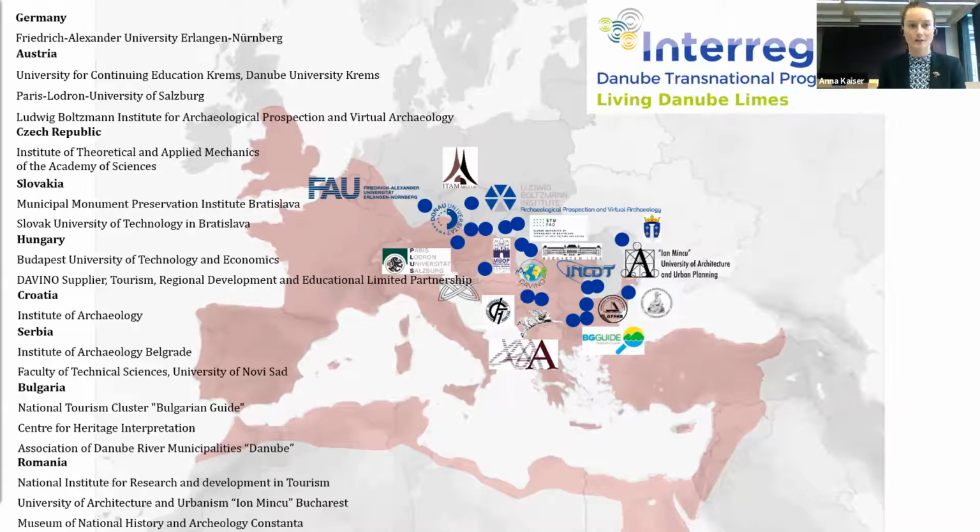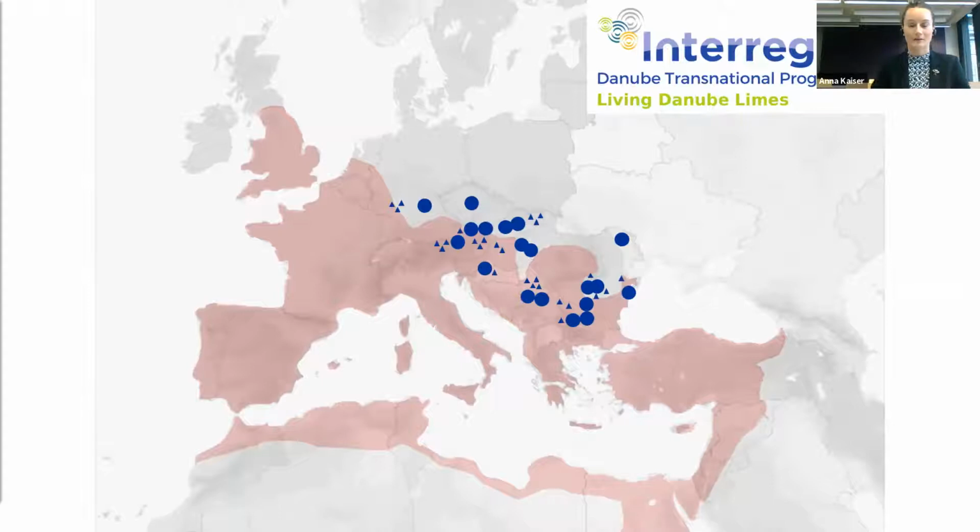They are located in Germany, Austria, the Czech Republic, Slovakia, Hungary, Croatia, Serbia, Bulgaria, Romania, and also Moldova. And the triangles I've added here on this picture show you where our associated strategic partners are. So they are actually from the same countries as our main and regular project partners.